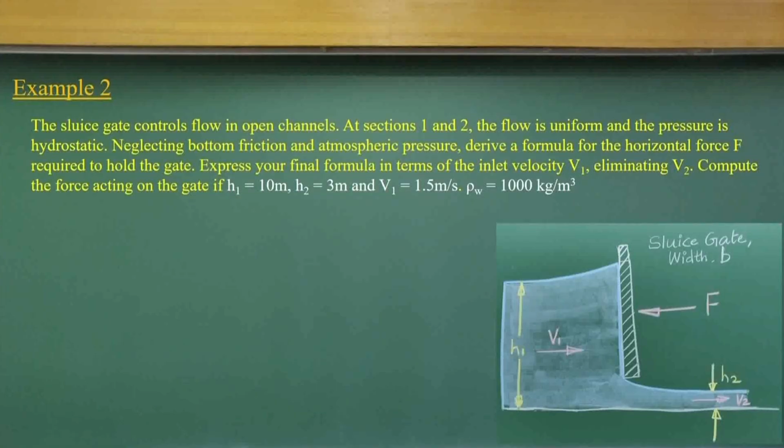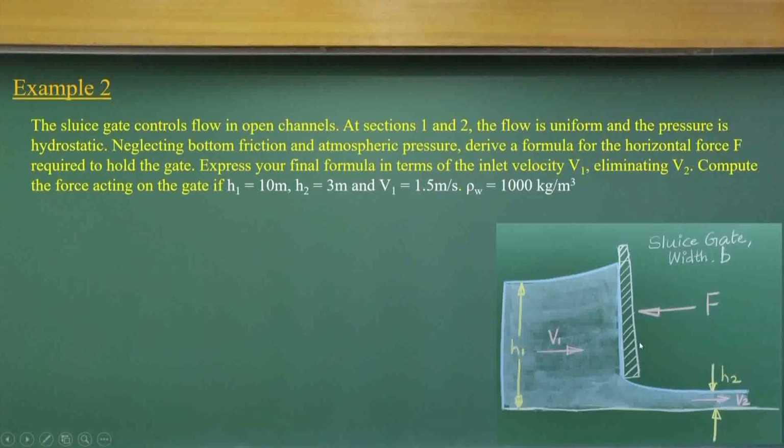Now, let us come to the second example, which is very interesting, and almost all fluid mechanics books have this example with some different numerical values. The problem is that there is a gate, and the flow is coming from this side and going out through this gate here. The velocity is V1 and V2, and H1 and H2 are the flow depths. This is the sluice gate.